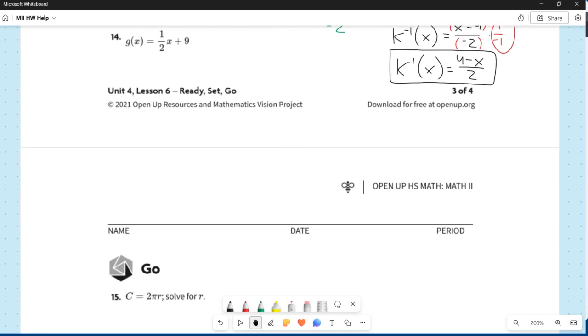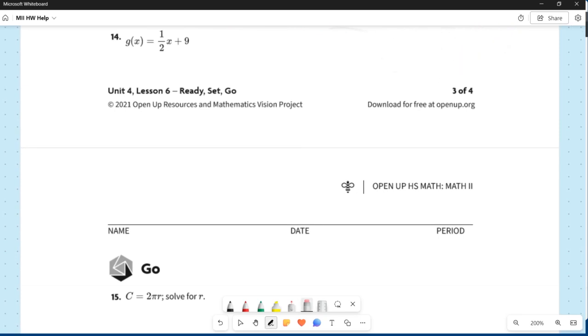Number 14. I'm going to erase all of this from the last one because we don't need it anymore. All right. Number 14 says g of x equals 1/2 x plus 9. This is a linear function, and we are looking for the inverse of this, which is going to be another linear function.